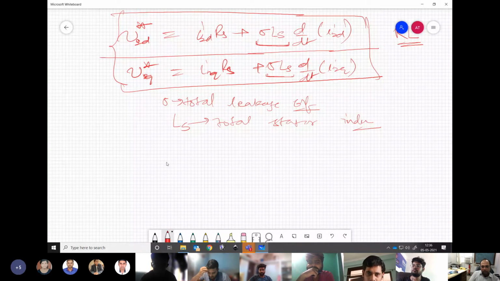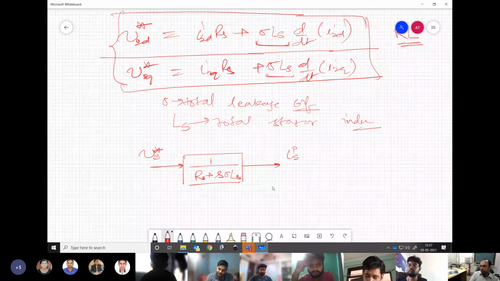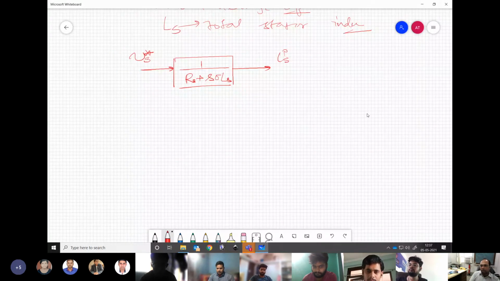My plant is simple, this 1 by Rs plus s sigma Ls. If I feed my voltage, I will get my current. That is all, that is the plant. After the compensation, I have only this much. Understanding my point? Now coming to the next equation. This is my first plant. Both D and Q are there.